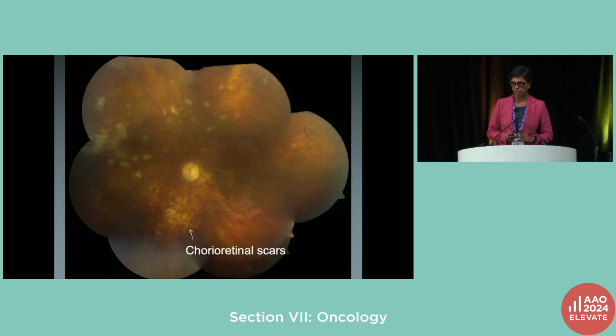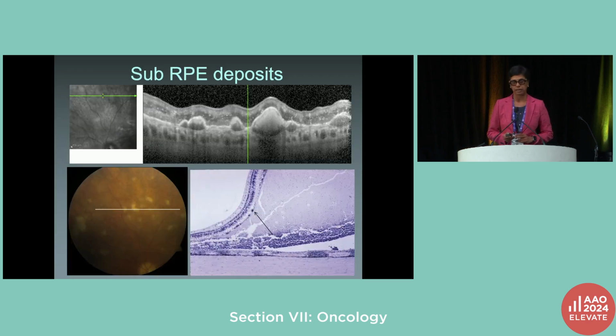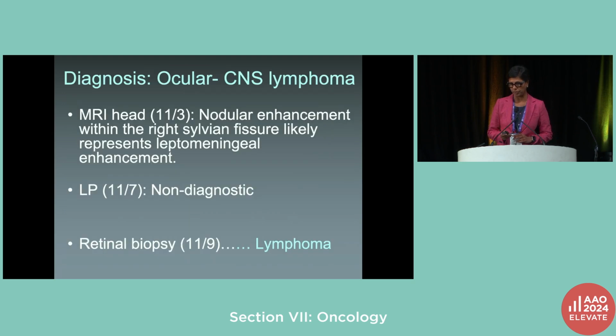The left eye has had some chorioretinal scars where some of the lesions have resolved. And autofluorescence imaging is extremely useful in figuring out if this is primary intraocular lymphoma or uveitis. Autofluorescence shows variegated hyper and hypoautofluorescence, telling us that the RPE has been diseased. And an OCT through one of these sub-RPE lesions is absolutely pathognomonic of this condition. It matches the histopathology that you can see below.